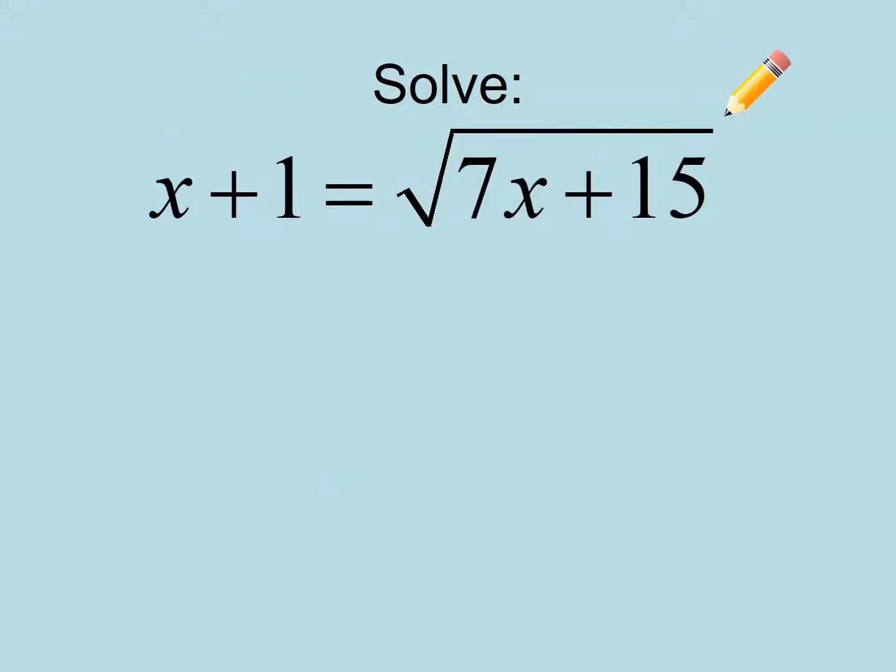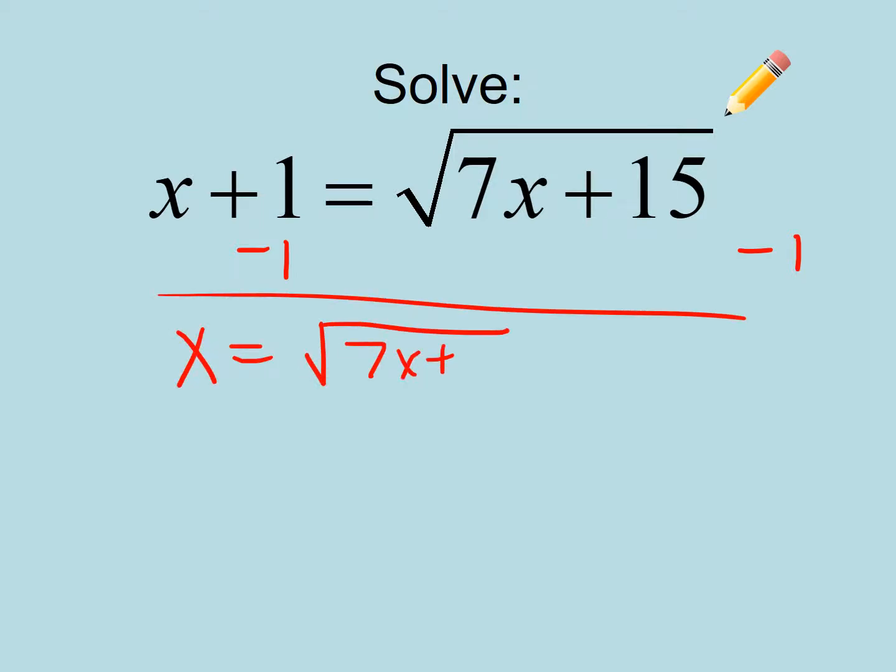Okay, number 3, it's a little different. So we have x plus 1 on the left-hand side, and we have the square root of 7x plus 15. Well, I could subtract 1 from both sides, but that would give me x is equal to the square root of 7x plus 15, all minus 1 on the outside. But that doesn't help me get x alone.